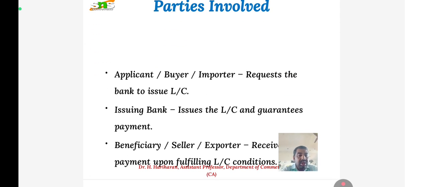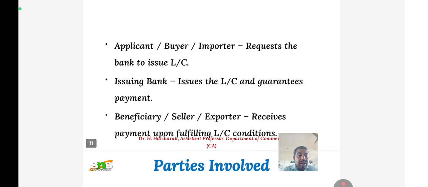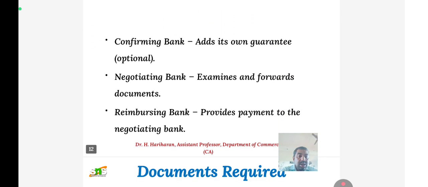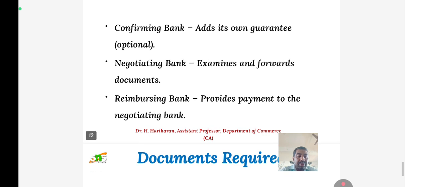The applicant, or buyer, importer, requests the bank to issue the LC. The issuing bank issues the letter of credit and guarantees payment. The beneficiary, or seller, exporter, receives the payment upon fulfilling the letter of credit conditions. The confirming bank adds its own guarantee. The negotiating bank examines and forwards documents. The reimbursing bank provides payment to the negotiating bank.